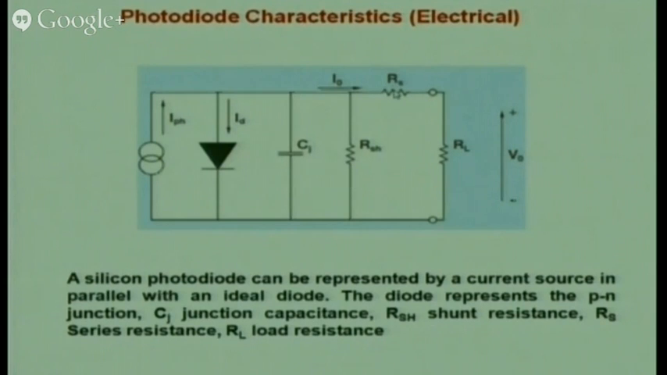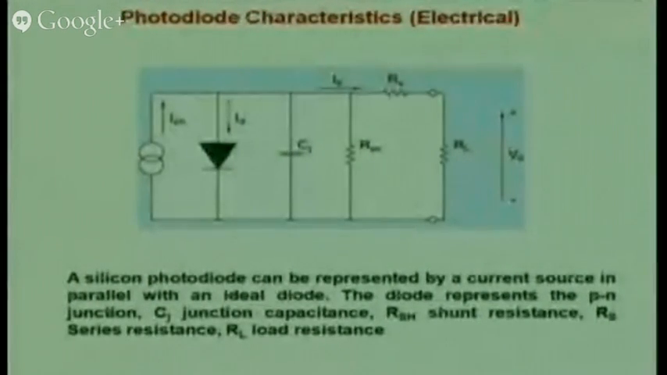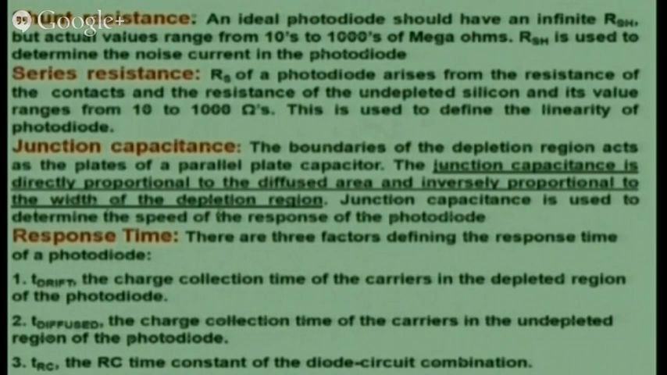It gives me a series resistance because of the undoped region of the PN junction and the connectivity of the wires also, and then the load resistance. This is of the order of ohms, tens of ohms. This is of the order of mega ohms. This is of the order of picofarads. Dark current is the noise which is generated within the detector itself. So I must consider all these parameters while designing my circuit for amplification.